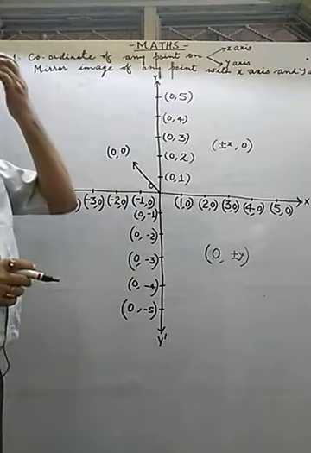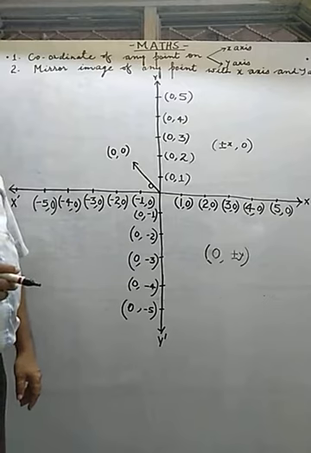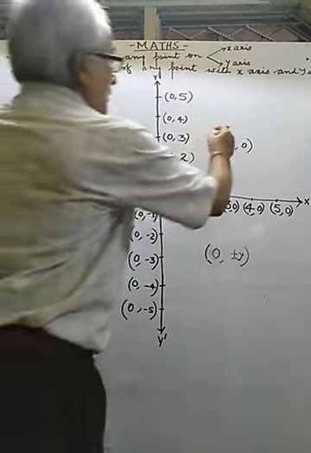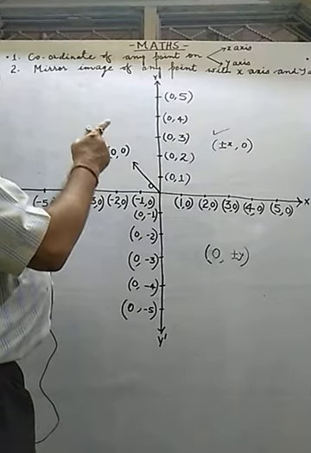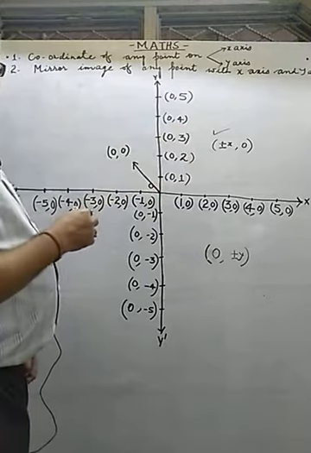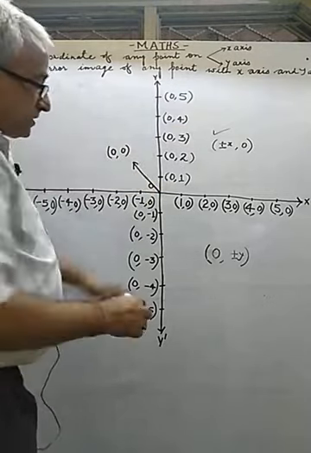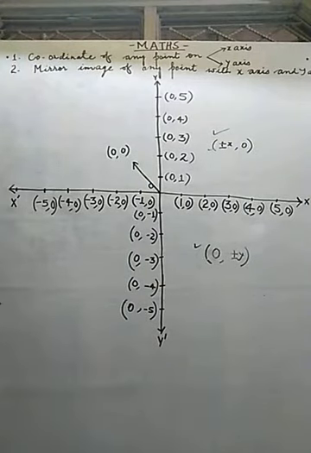So in this way we can represent any point on the x-axis and on the y-axis. What is the general form of any point on the x-axis? That will be plus minus x, and you can decide whether it is plus or minus, and ordinate is 0, so plus minus x, 0. And any point on the y-axis is 0, plus minus y, either plus y or minus y. In this way these two are the general forms of any point on the x-axis and y-axis.